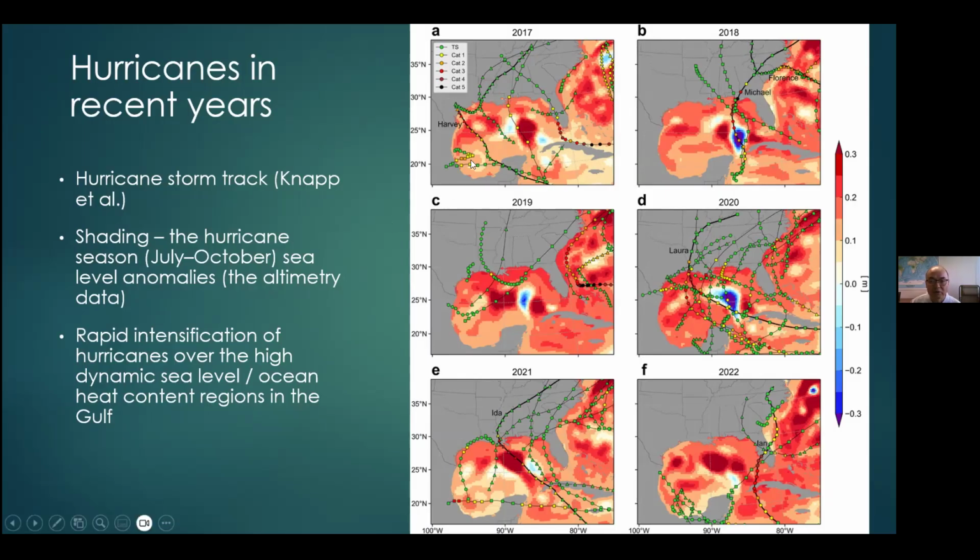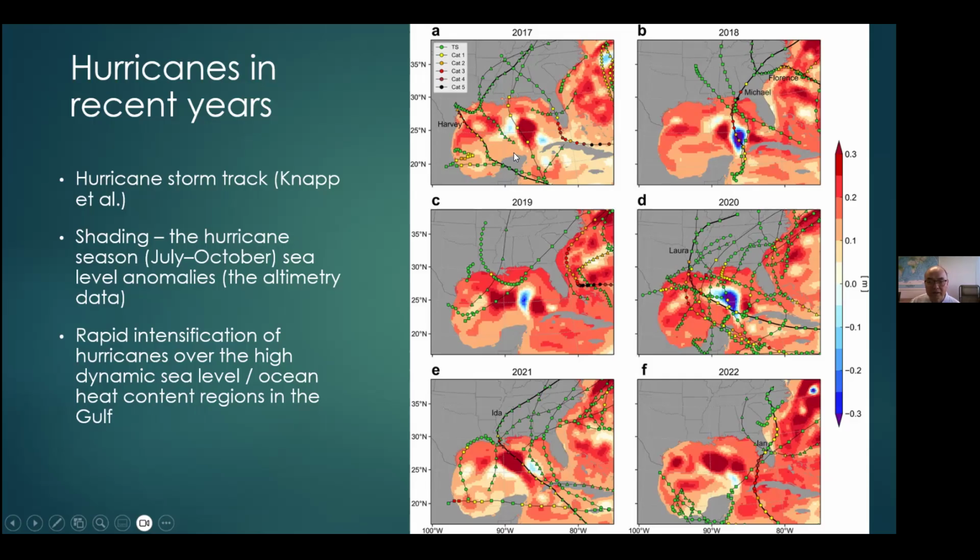So including Hurricane Harvey in 2017, Hurricane Michael and Hurricane Florence in 2018, Laura in 2020, Ida in 2021, and Ian in 2022. So this plot shows the dynamic sea level anomaly during the hurricane season from July to October. This is satellite altimetry data, and also the storm track of tropical cyclones.